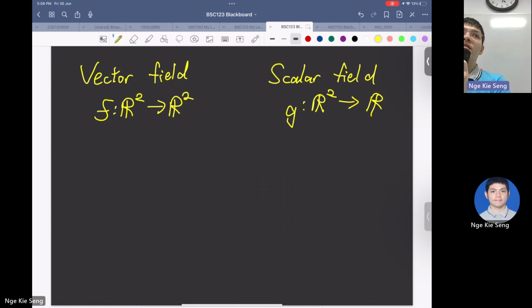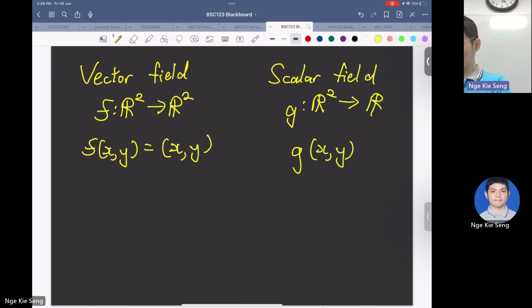So, a simple one. For example, I just put g(x,y) equals x plus y.